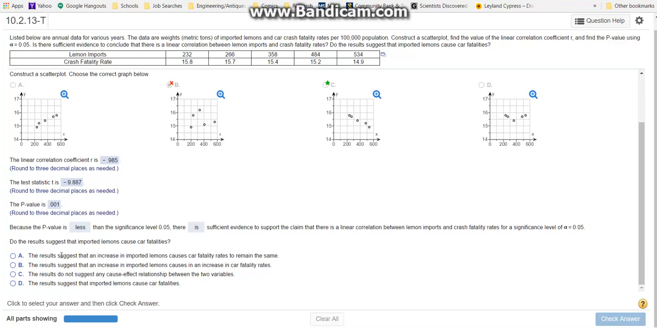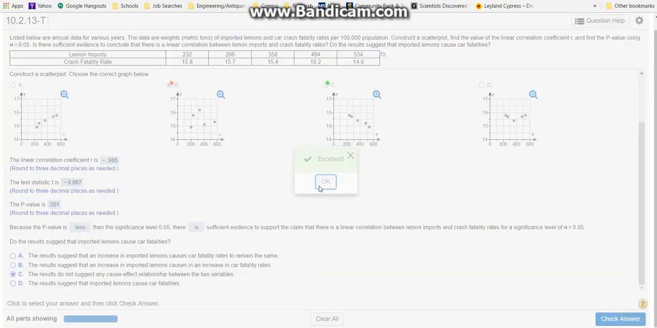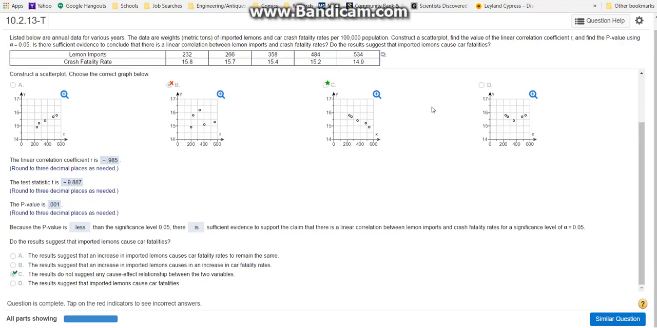So the results suggest that an increase in imported lemon cars causes fatality crashes to remain the same. That's not true. Results suggest that an increase in imported lemon cars causes an increase in fatality rates. That's also not true. The results do not accept. Okay, so I think it's going to be C. There's not really any cause and effect relationship here. Okay? Thank you.